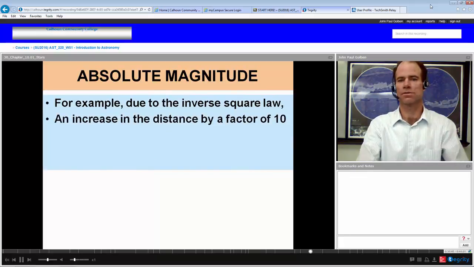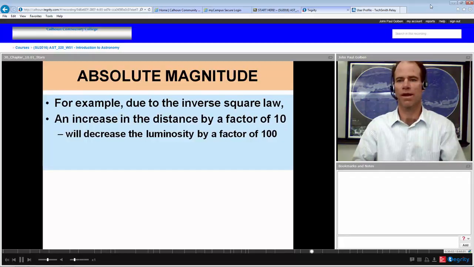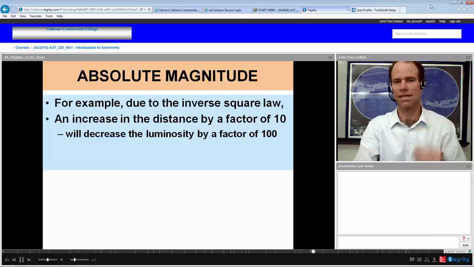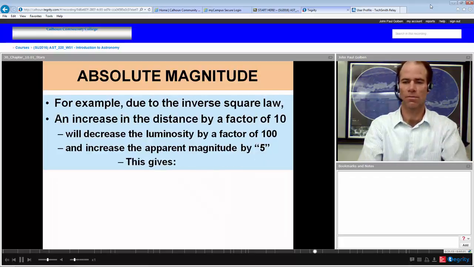For example, due to the inverse square law, increasing the distance by a factor of 10 would decrease the luminosity by that distance squared, a factor of 100, say. So if a star were 10 times further away than, say, another star, it would decrease its luminosity as we see it by a factor of 100 and increase its apparent magnitude by 5, but its absolute magnitude could be much lower.